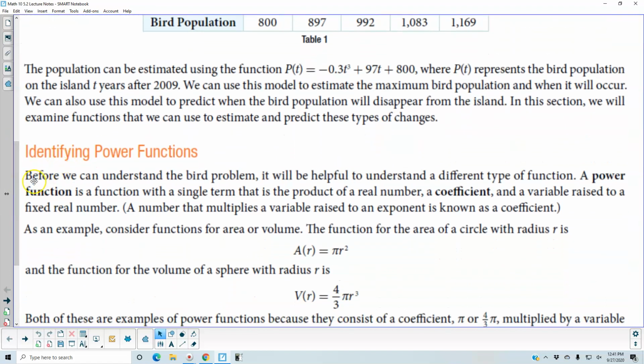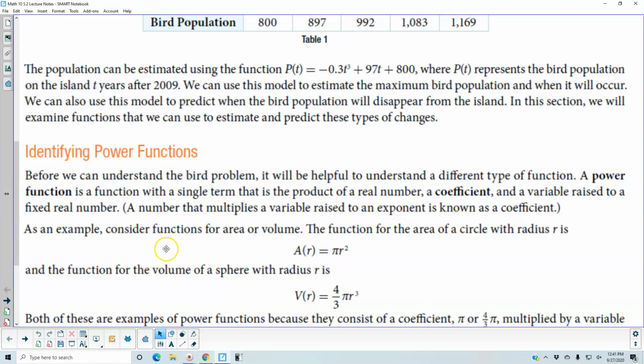Identifying power functions. Before we can understand the bird problem, it will be helpful to understand a different type of function. A power function is a function with a single term that is the product of a real number, a coefficient, and a variable raised to a fixed real number. A number that multiplies a variable raised to an exponent is known as a coefficient.